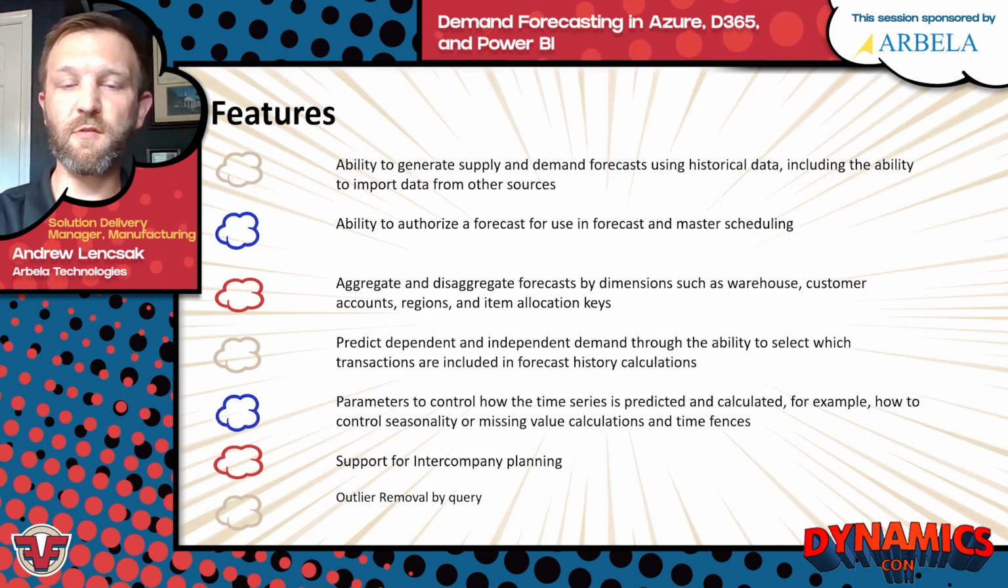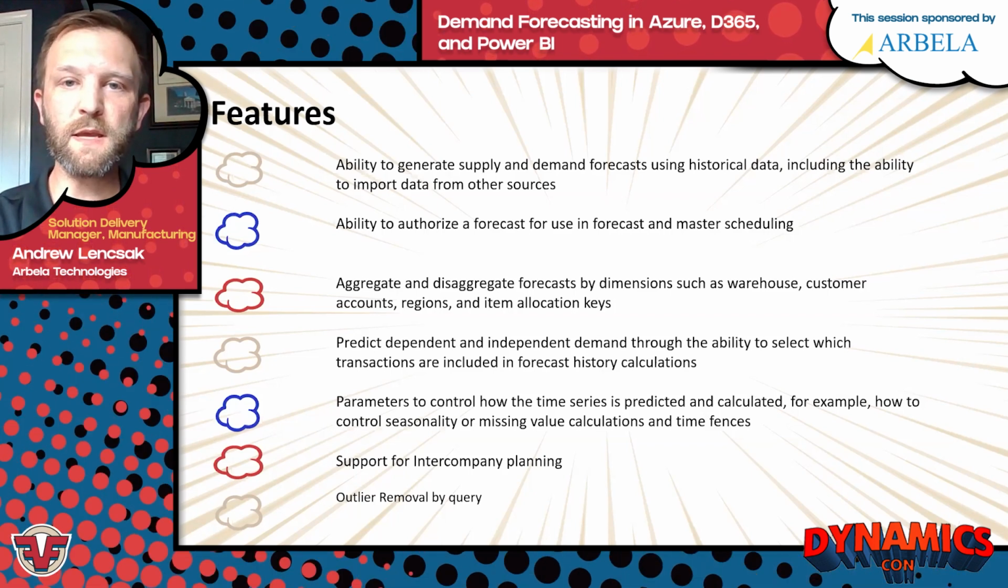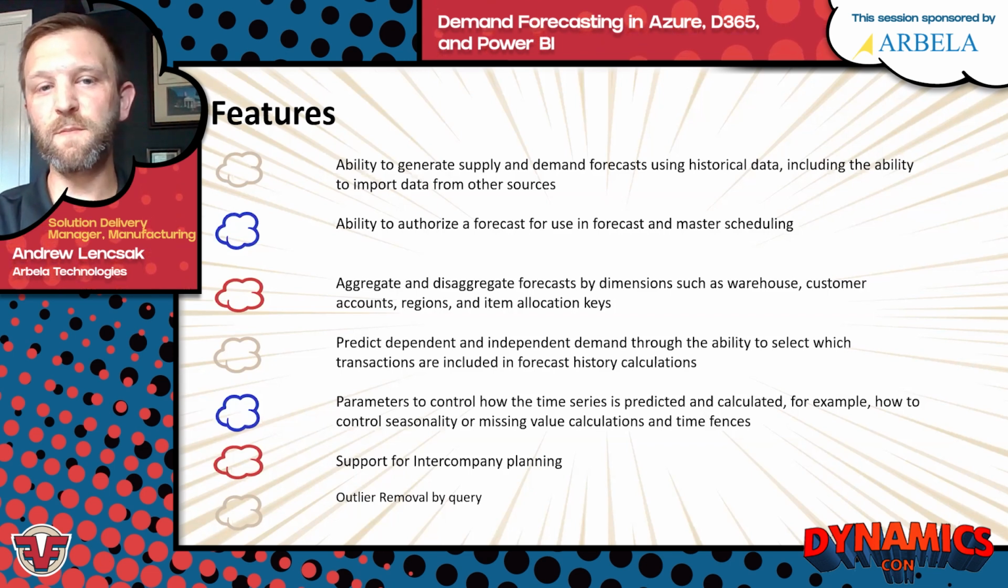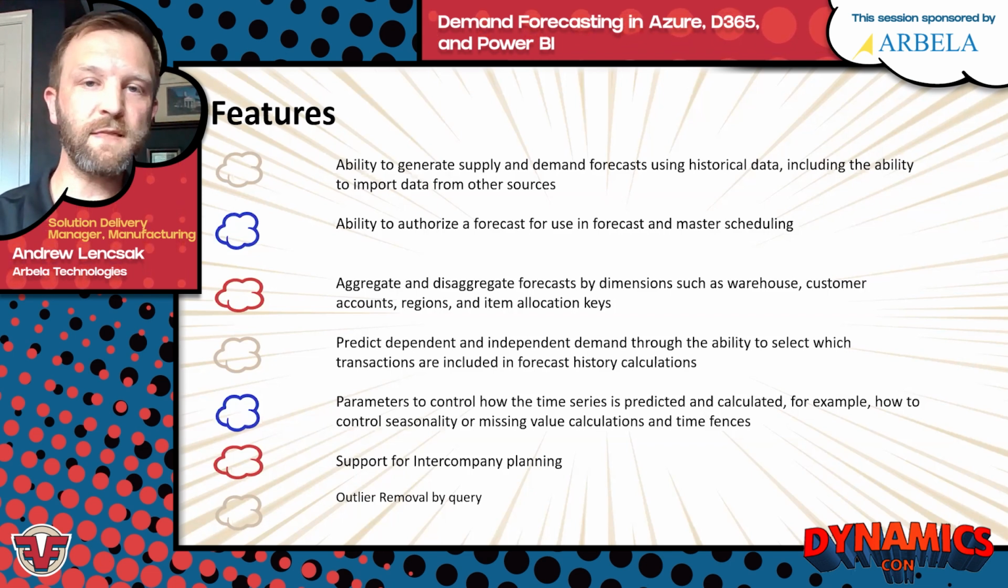You have the ability to authorize that forecast for use, or you can just use it as a guiding principle on what you may need to purchase, transfer, or produce in a given forecast period. You also have the ability to aggregate and disaggregate at various dimensions, which is really useful. So maybe we want to see our forecast broken up by the demand warehouse or the delivering warehouse. Maybe we want to see customer forecasts, but we don't actually want to forecast at the customer level.